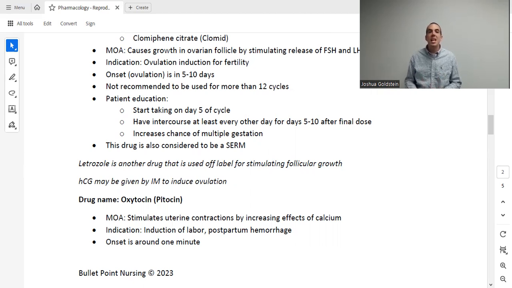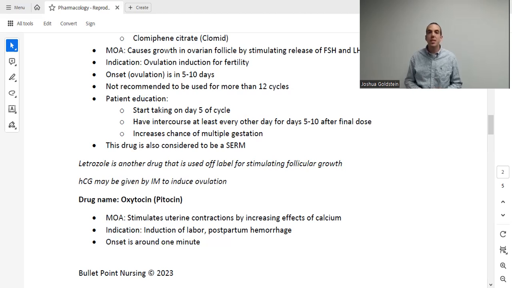One thing I want to be clear on, this drug does not induce ovulation. It prepares the ovary for ovulation. So it grows the ovarian follicle. It does not induce ovulation. What does induce ovulation? That would be HCG. It is a medication that we give. It's by injection, and we could give that to induce ovulation.